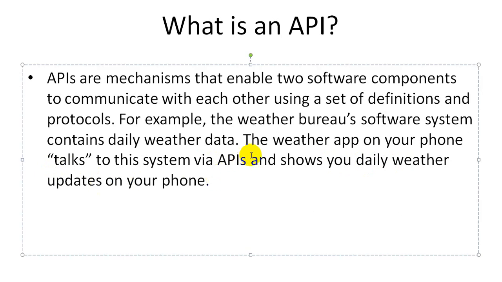All of us, I think, get daily weather updates. When we click it, it updates. So what happens? My application on my phone connects to that website. It communicates with that website, gets the information, and is updated. This is possible by APIs.